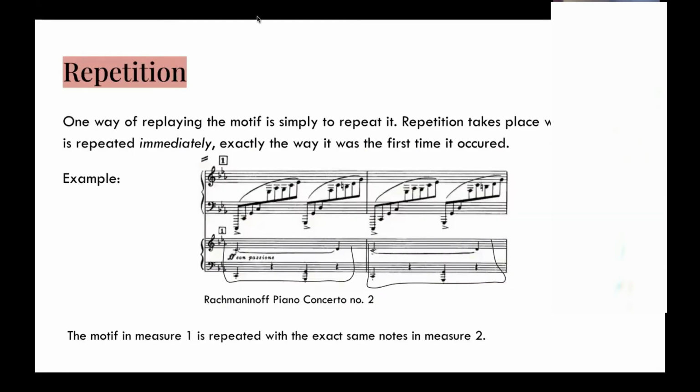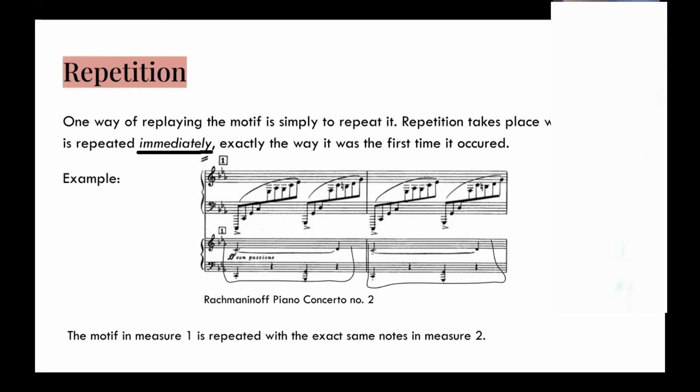Okay, so now we're gonna go into the different modes. I'll go over two of them and then Ifan will go over the other two. So the first type is repetition. One way of replaying the motif is simply to repeat it, and repetition takes place when the motif is repeated immediately, exactly the way it was the first time it occurred. Pay attention to that word immediately, because it's only repetition if you do it one after the other. It's not repetition if you play it once, wait a few measures, and do it again. So keep that in mind.